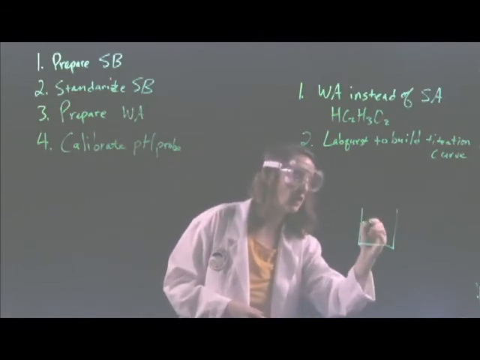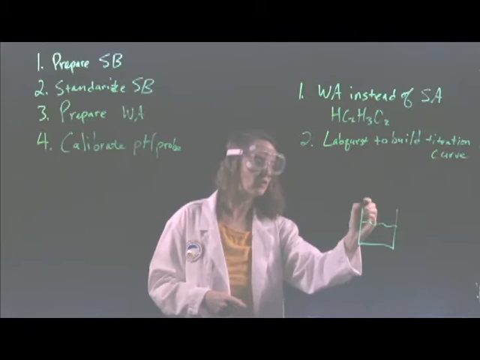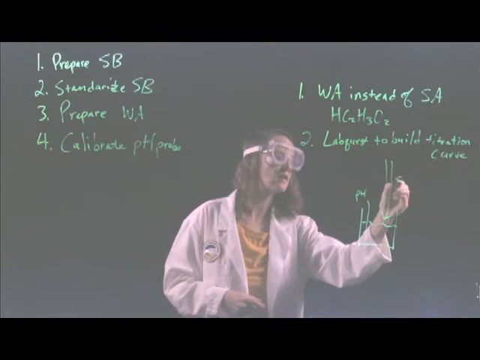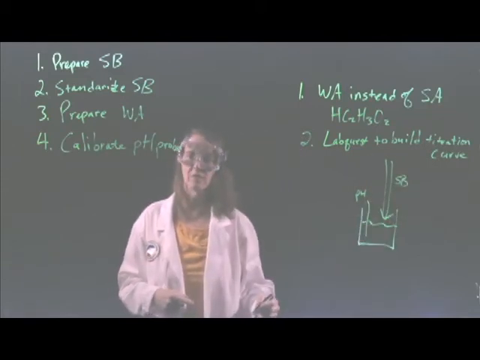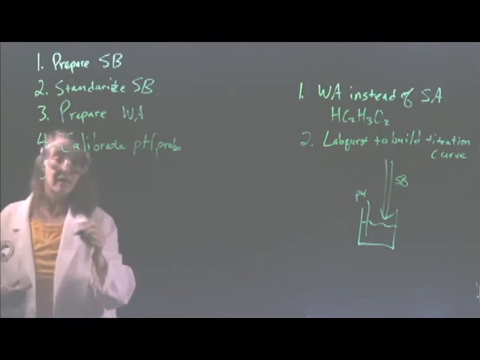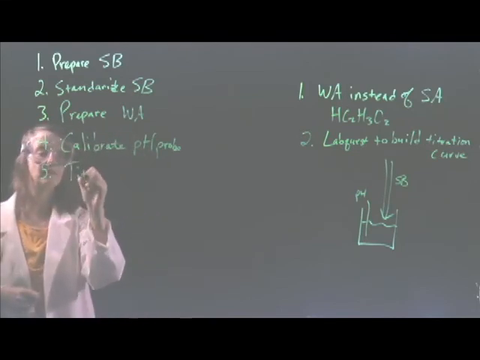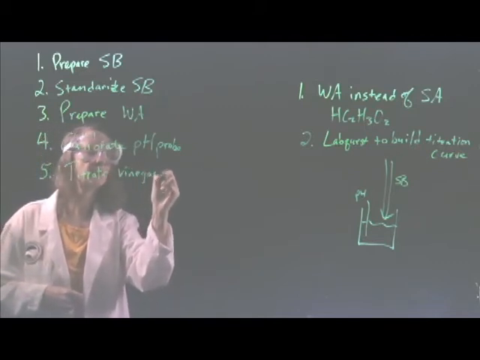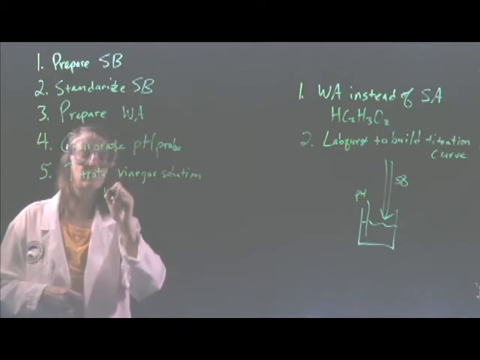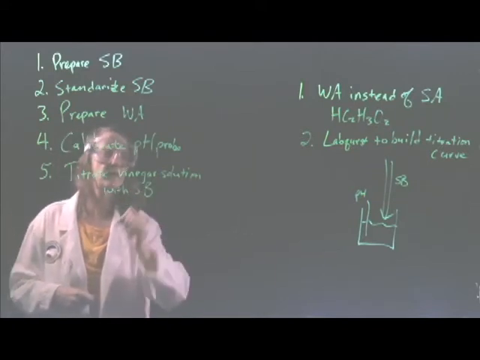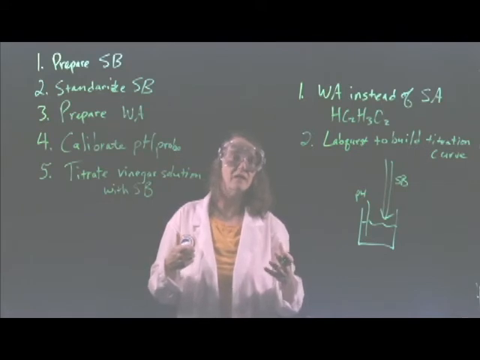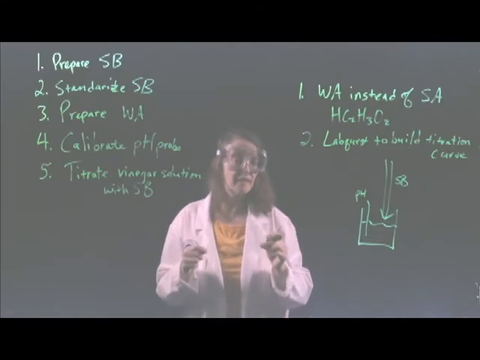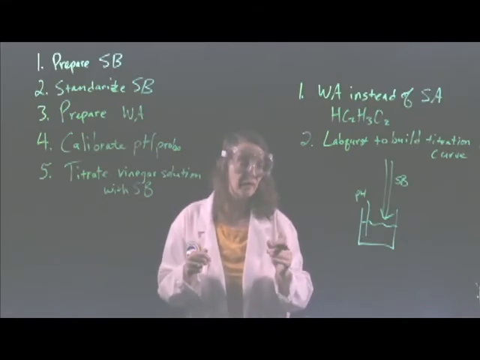We're going to have our vinegar solution in the beaker with the pH probe, and then we're going to have the burette with our standardized strong base solution that we'll be adding to the solution. And then we run the titration. We're going to titrate the vinegar solution with the strong base. So the LabQuest device is going to be building a titration curve for us, but we can predict that the equivalence point is going to be in a different location here.